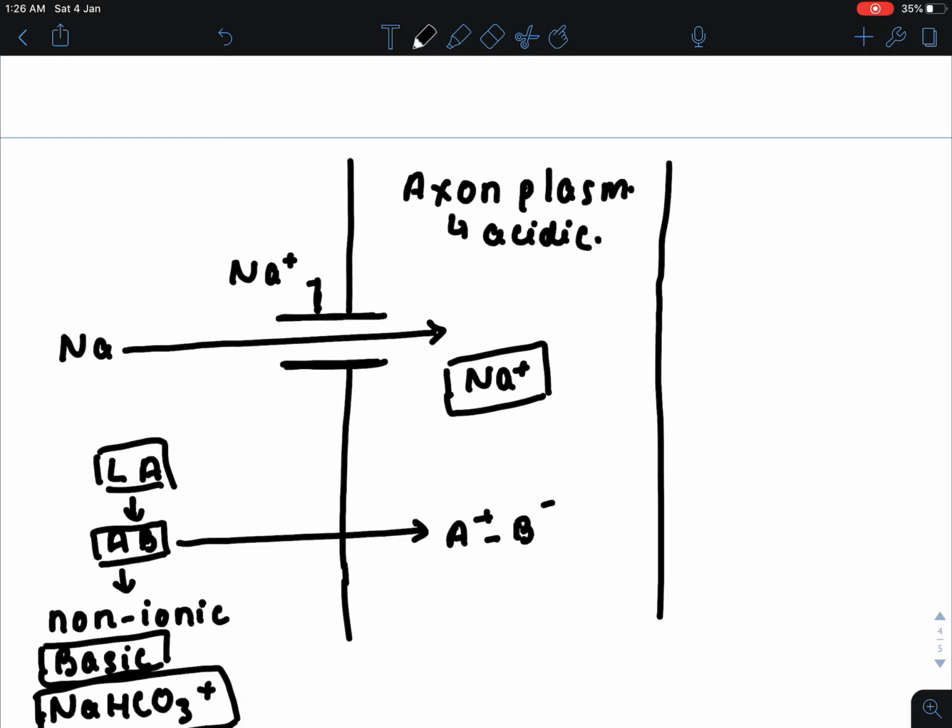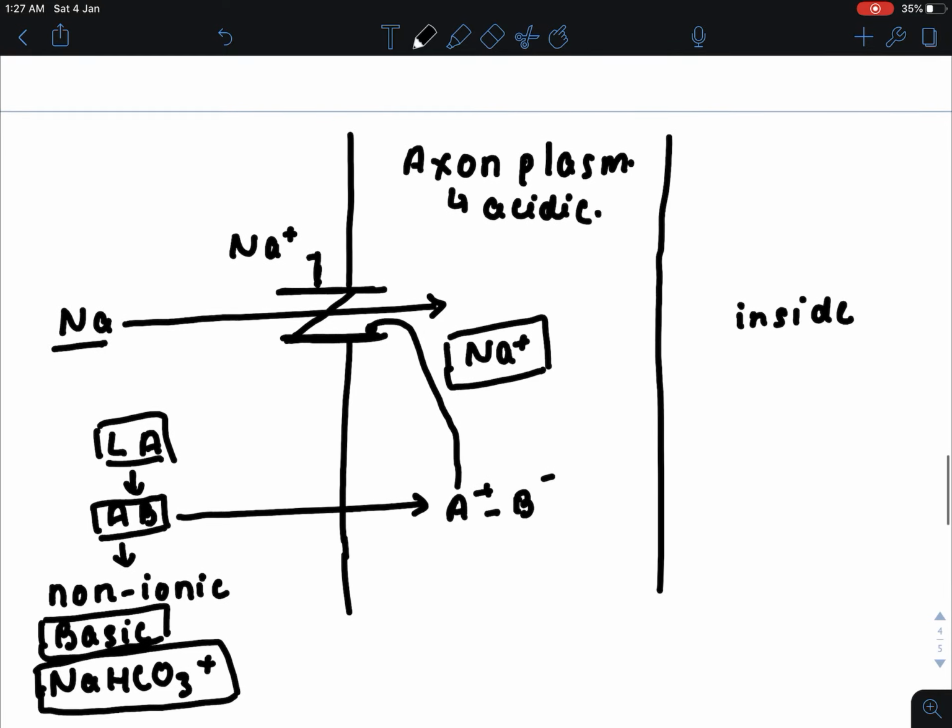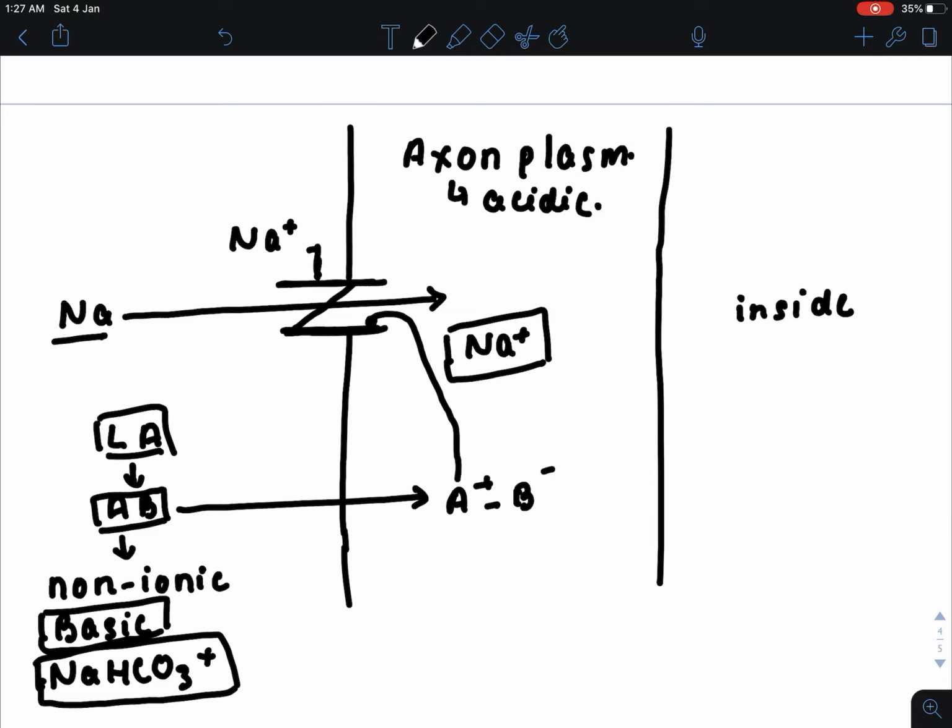When it gets ionized, the ionized part of local anesthetics binds to the inside of the sodium voltage gated channel, and when it binds to the inside of the sodium voltage gated channel, it blocks the channel and hence inhibits the entry of sodium into the axoplasm. Because of that, depolarization is not occurring, and hence sensory nerve conduction is not occurring. Therefore we get the function of local anesthetics. So this is the mechanism of action of local anesthetics.